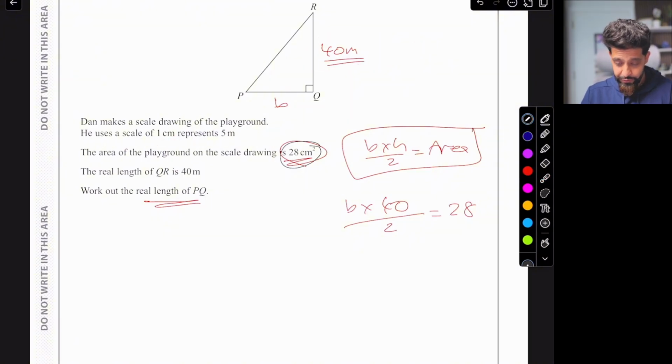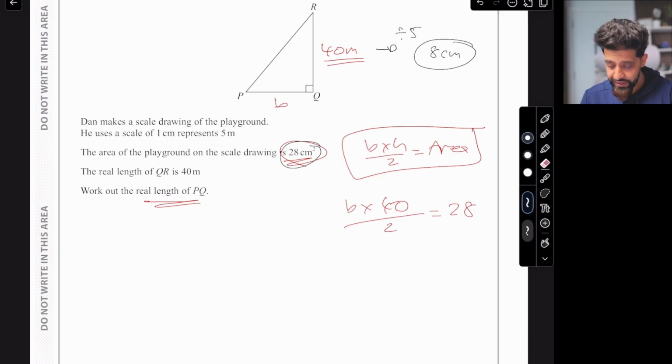Although we are looking for the real length of PQ. So in centimeters, this would be divided by 5. So 40 divided by 5 is 8. So it's got 8 centimeters. So here you'll come back here and say the height is 8.